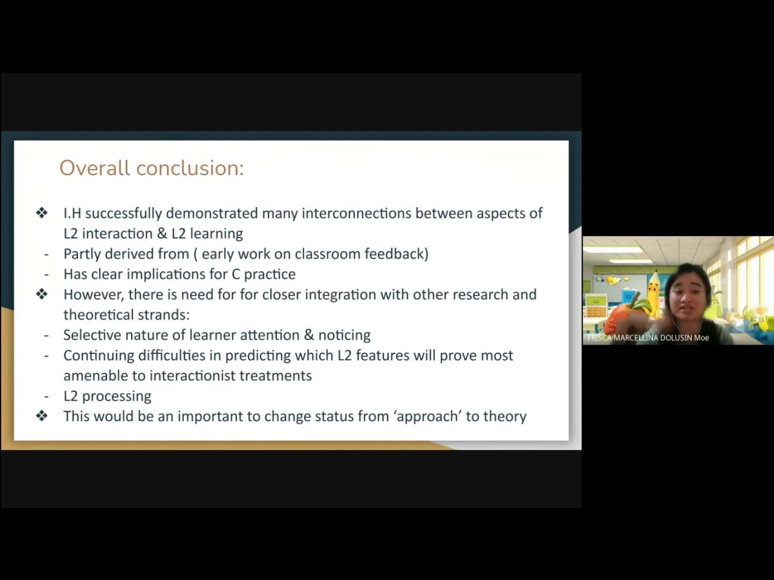Okay, by looking into this, it would be an important aspect for them to change the status from an approach to actually a theory.